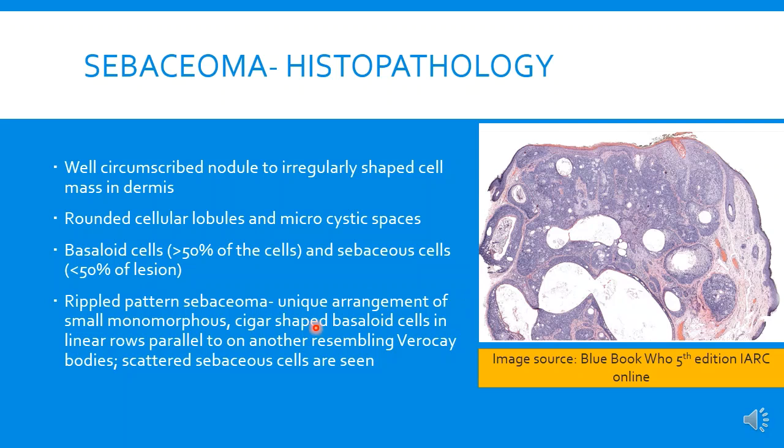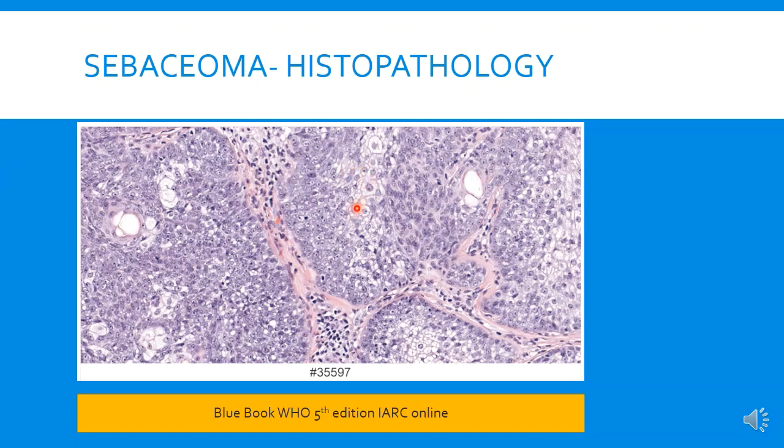There is a unique histologic variant of sebaceoma, that is the rippled pattern sebaceoma, where you have a unique arrangement of small monomorphous cigar-shaped basaloid cells in linear rows parallel to one another, resembling Verocay bodies. This type is a pitfall. It will confuse us and make us think of another tumor of follicular differentiation. But the scattered sebaceous cells seen in between are a pointer towards sebaceous differentiation. So if you notice, there is some intermingling of sebaceous and basaloid cells, and the basaloid cells are clearly more in number than the sebaceous cells. So when you see a tumor with basaloid cells, always look for a pointer that will help you confirm the differentiation towards sebaceous cells.